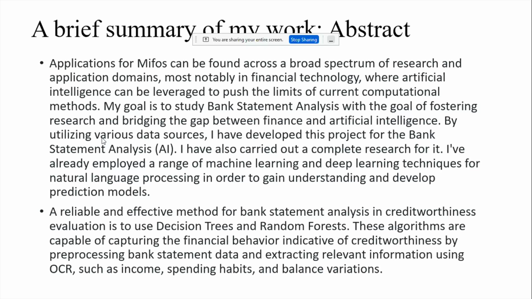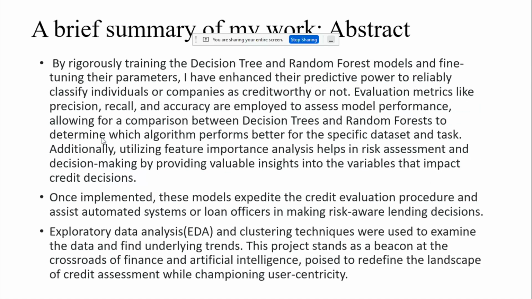The project employs decision tree and random forest, which are both powerful machine learning algorithms. These algorithms assess the income patterns, spending behavior, as well as the balance variations. Through training and fine tuning, I enhance the models' predictive power, allowing them to classify individuals or companies as creditworthy or not, with high precision, recall, and accuracy. By implementing these models, financial institutions can reduce the time spent on credit evaluation, making the process more efficient and consistent.